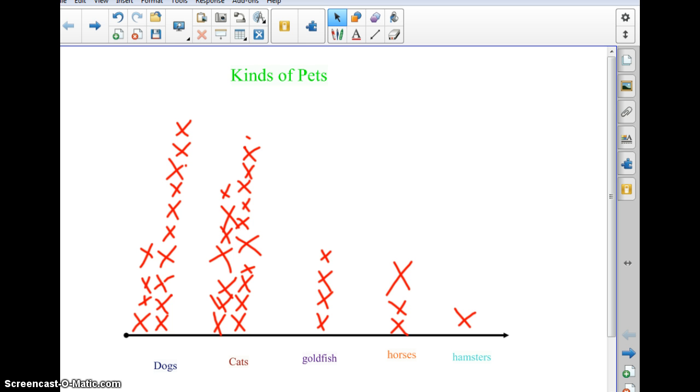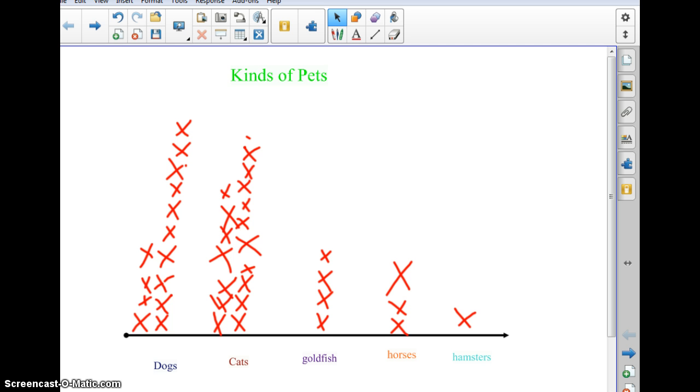How many more people liked cats than horses? Dathan, 14. What did you do? Well, I counted off the cat, and I had 17, and then I took away 3, 17 minus 3. Good work. Now my next question's this.